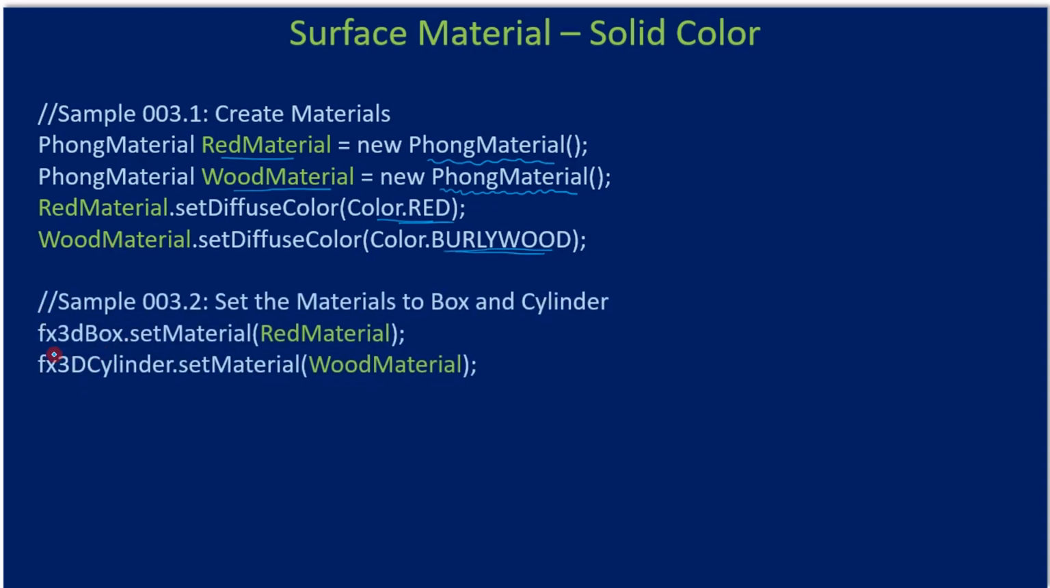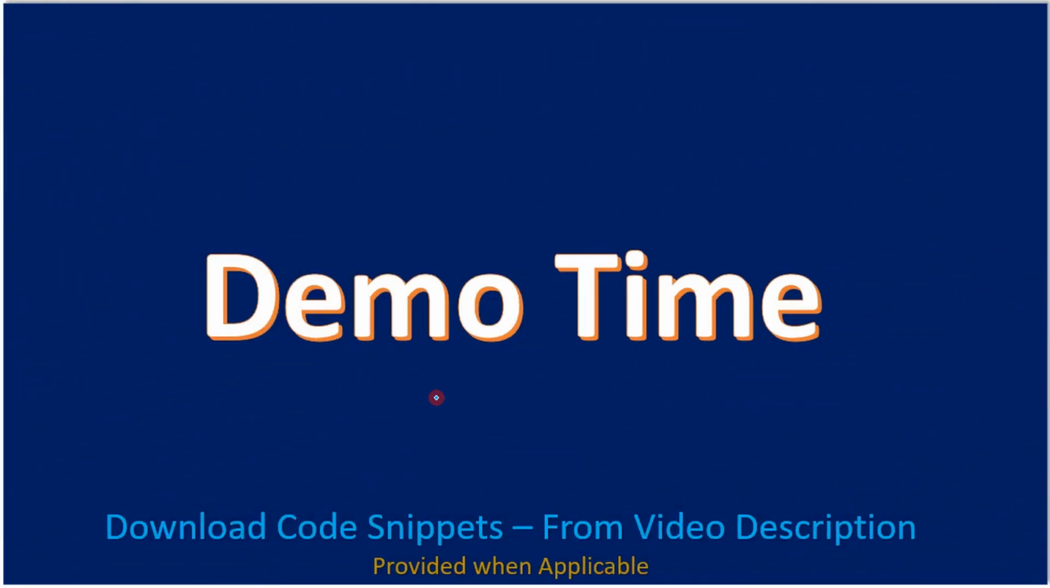So we have the 3D box, right? To the 3D box we are calling the setMaterial method and supplying our red material. Then we supply the wood material to the cylinder. So that's all the work required. Once you've done that, when the JavaFX scene graph is visited by the runtime, it will create the 3D object, then apply the created materials to it. Now let's go to the demo and make this code change.